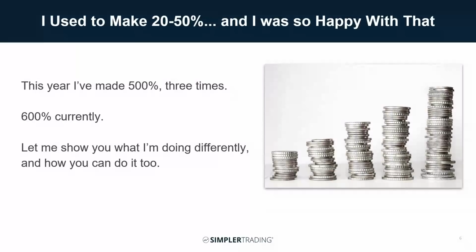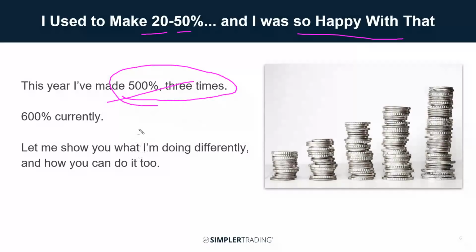I know there's a lot of you around who've been with us for a long time, and I know there's a lot of you who are new to us as well. If you've been around with me since the beginning, you'll know, I used to make 20, 50% in a year. There were a year or two where I broke even, right? And I was happy with that. But this year, making 500% twice and then 600% currently, that involved a little something different.